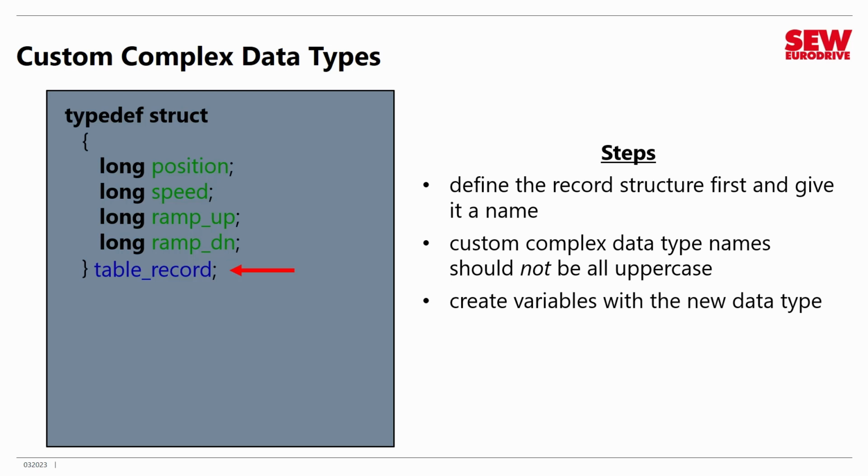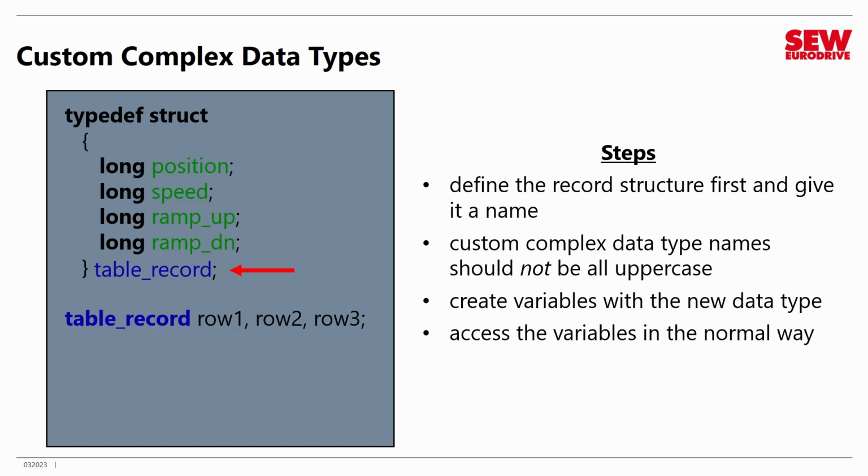So now we have to create the variables from the new data type. We do it in the very familiar way. We use the name of the complex data type, which in this case is table record, and then we create individual variables. And I've created three here. Of course, you can create as many as you like. You could just create one. You could create 10. It's up to you. In this case, I've called them row 1, 2, and 3. I end it with a semicolon.